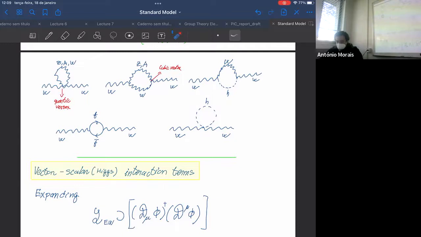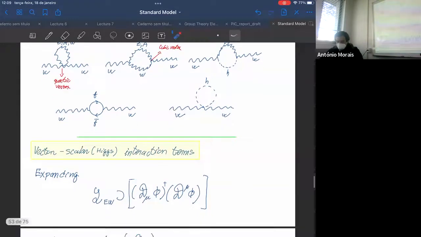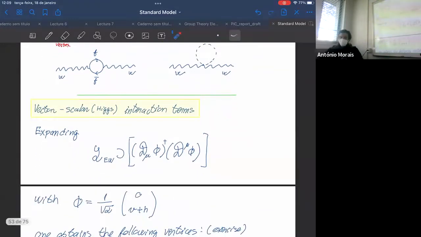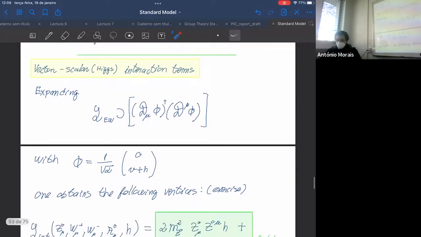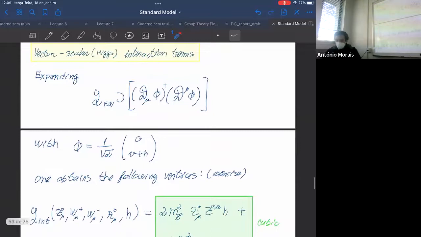Right. So let's move on now to the vector Higgs interaction. So this is your electroweak part in the kinetic terms of the electroweak Lagrangian, only in the Higgs sector. I think there is no need to explain again what this is. So this is with our gauge freedom fixed to remove the Goldstone bosons.